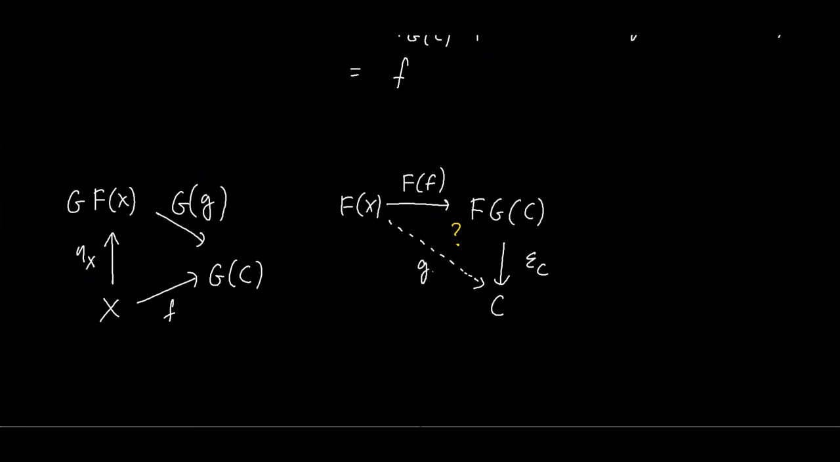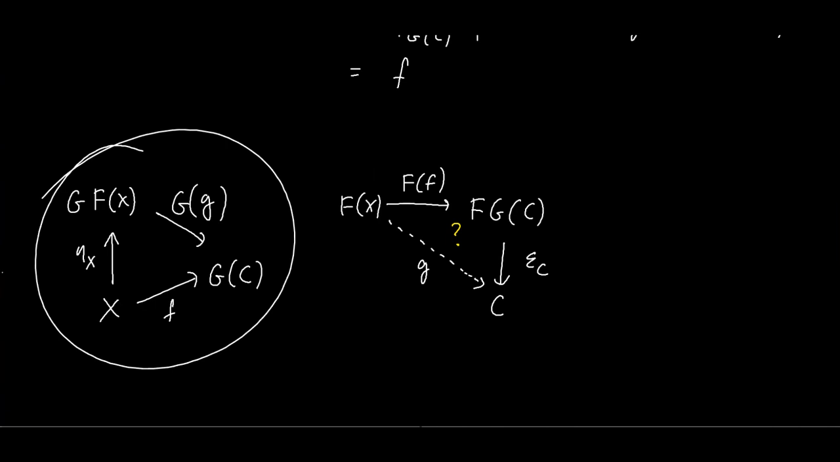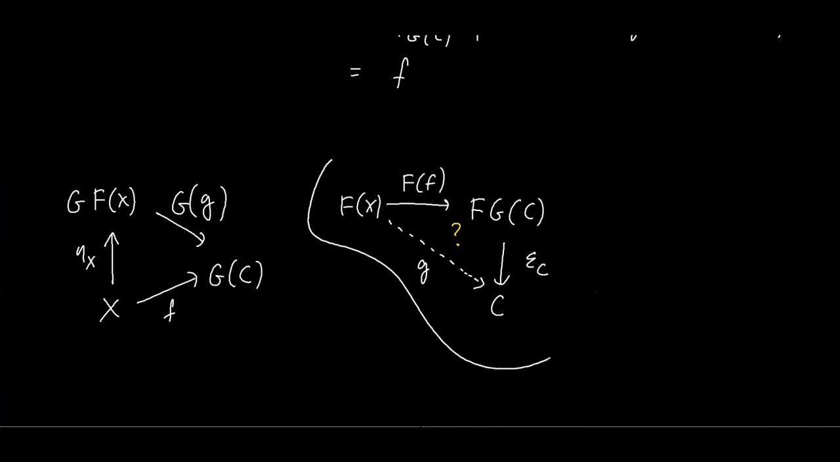If this diagram does commute, then it will mean that G is the F bar we already constructed, and hence G is unique, because we constructed F bar using this composite, right? So what we want to prove then is that if I have a G that makes this triangle commutative, that G must equal this composite. How to do that?